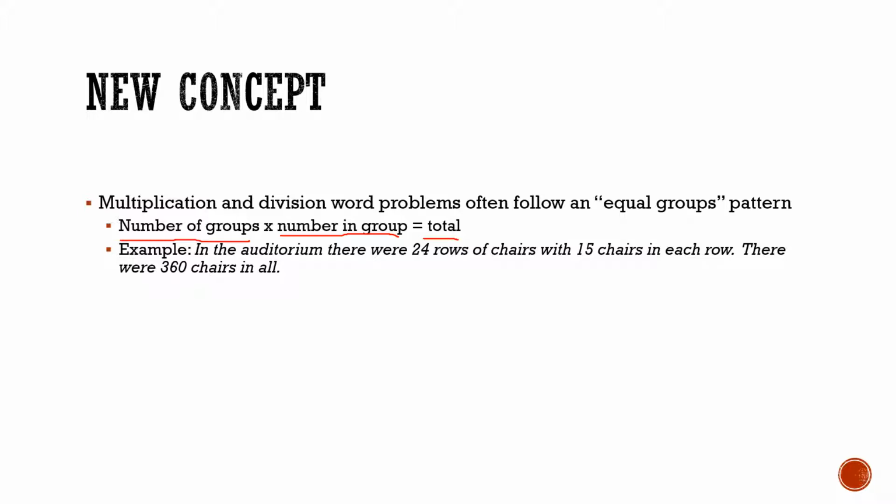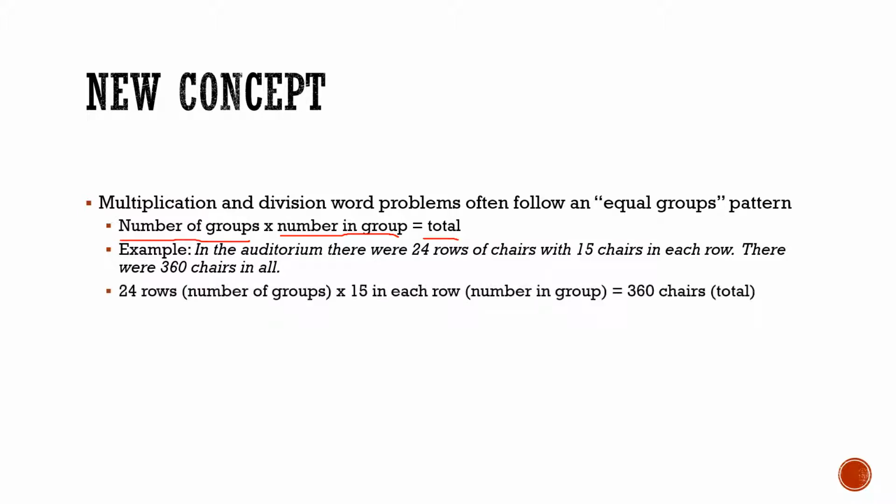So here's an example with all parts filled in. In the auditorium there are 24 rows of chairs and 15 chairs in each row. There are 360 chairs in all. So here's how those numbers fit in. Your 24 rows would be the number of groups. There are 15 chairs in each row. That's the number in a group. And 360 chairs is your total.